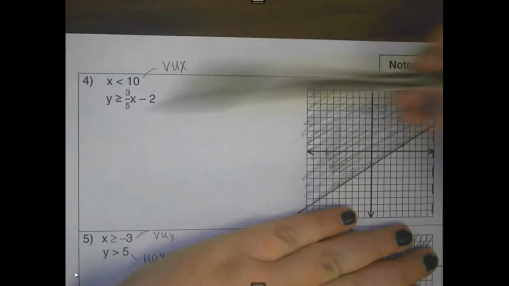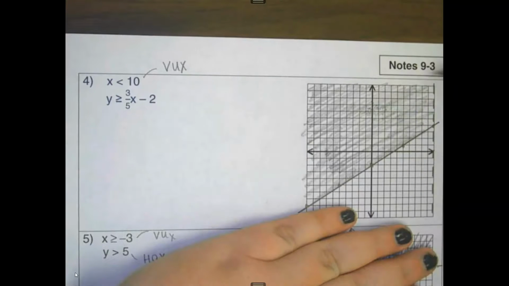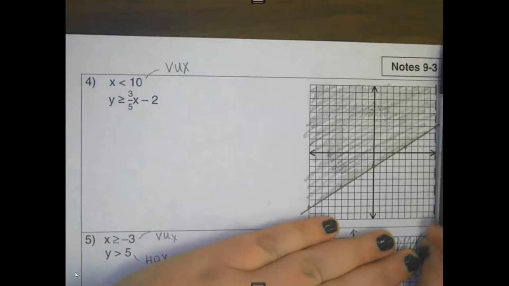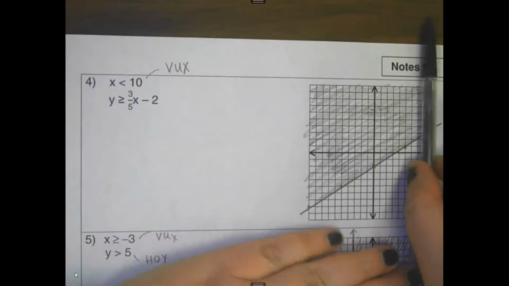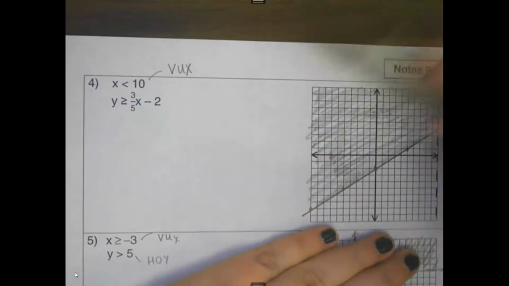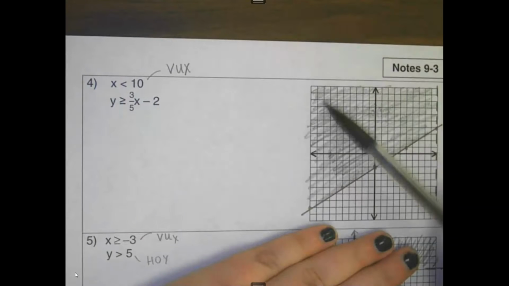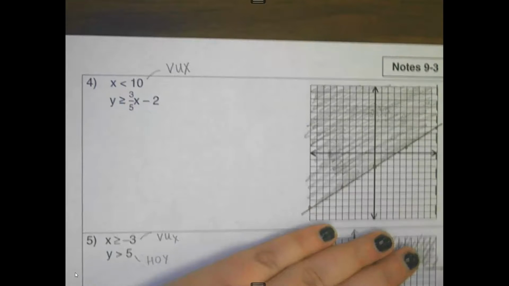All right, here's answer number 4. This was an x, so it was a vertical line dotted at the 10. And I was going less than, so I need to think what was less than 10. 9, 8, 7, 6, 5, 4, and so forth. And I graphed my second line, and it was greater than. So this whole section was both of them.